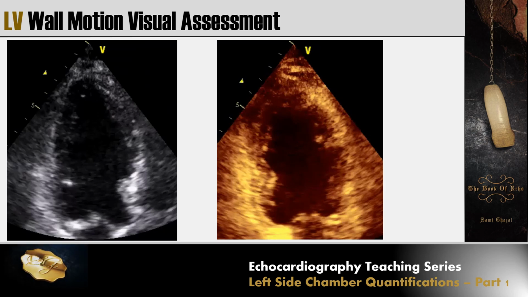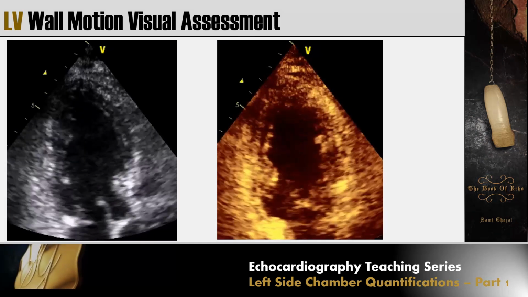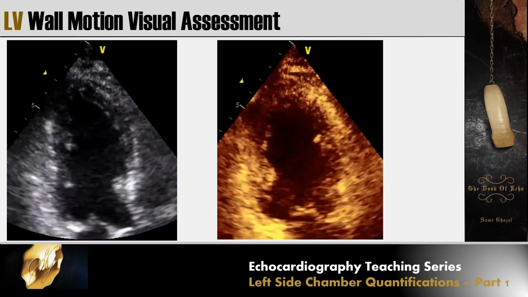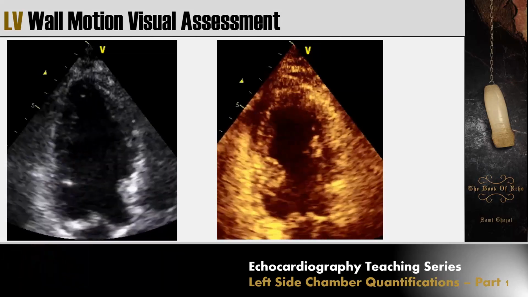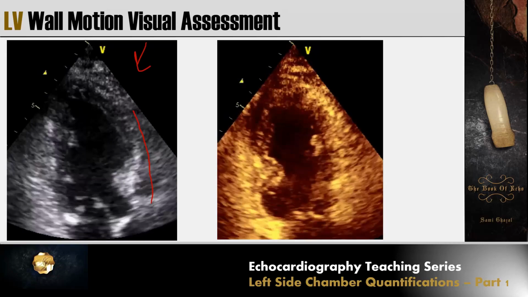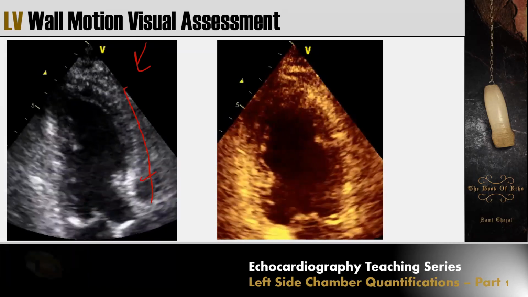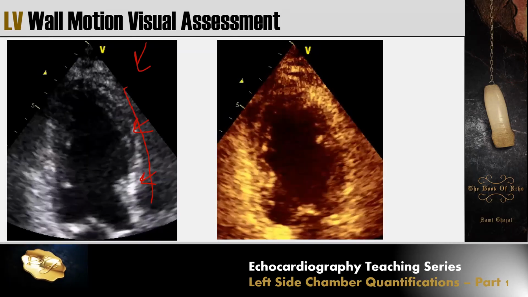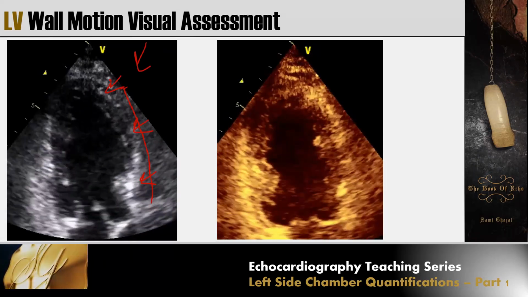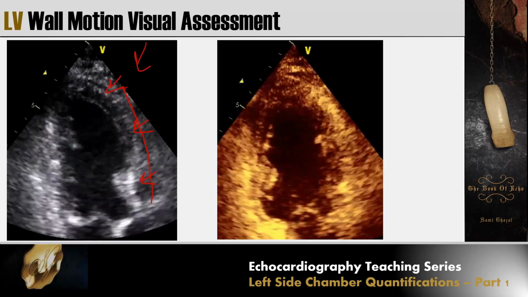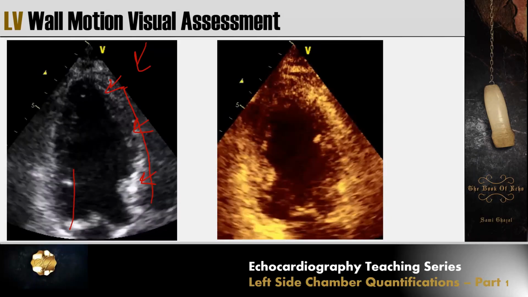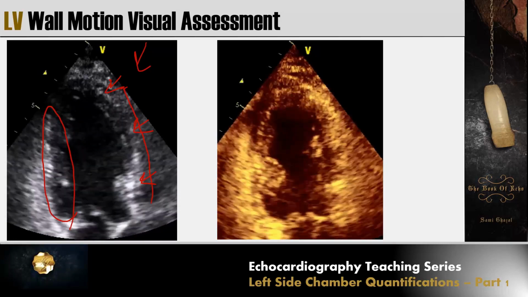Let's look at another example. So look carefully here. This is again apical three-chamber here. So this is the anteroseptal part, basal anteroseptal, mid anteroseptal, and apical septum here, and it is akinetic. It is not moving at all compared to this inferolateral wall, which is moving.